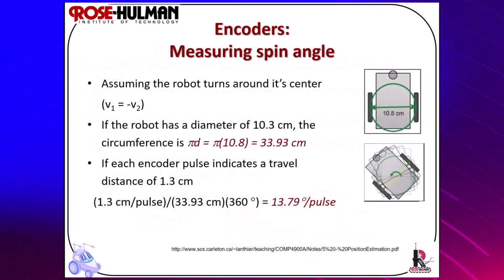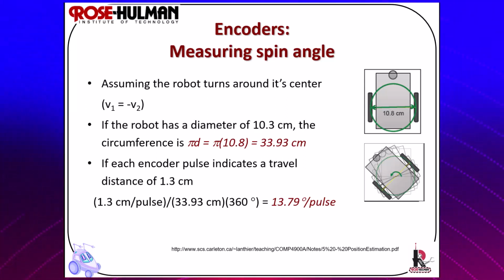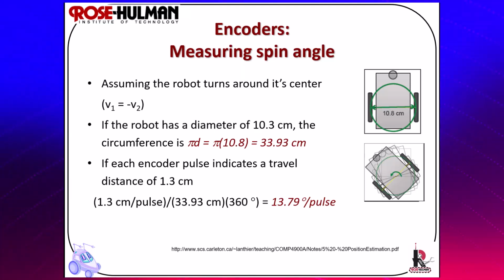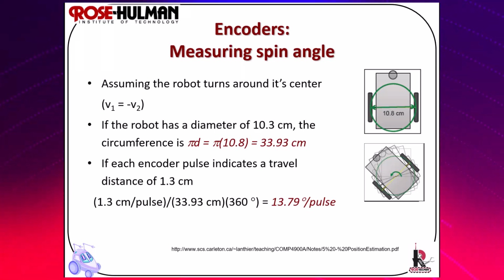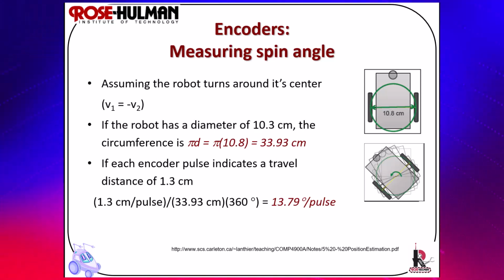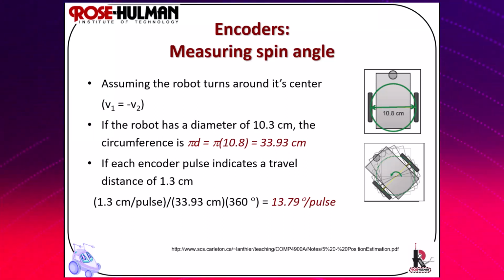So now what if we want to use encoders to measure spin angle, like in go to angle? Assume that the robot turns around its center, so spin, where V1 equals negative V2. If the robot has a diameter of 10.8 centimeters, the circumference pi d is pi times 10.8, or 33.93 centimeters. So if each encoder pulse indicates a travel distance of 1.3 centimeters, then 1.3 centimeters divided by 33.93 centimeters times 360 degrees means that every encoder pulse, the robot rotates 13.79 degrees.